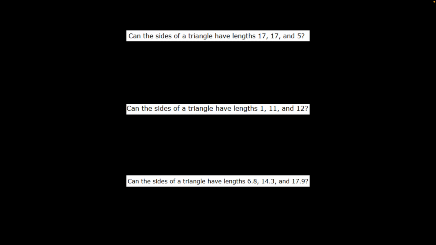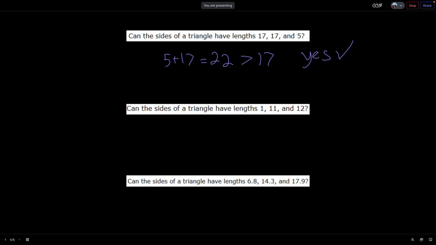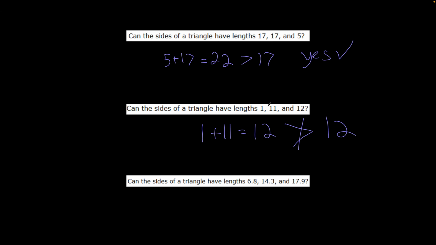Okay, now that you've had time to work these problems, let's check your solutions. For the first problem, 5 and 17 gives me 22. 22 is greater than 17, so yes, this triangle can be created. For the second problem, the 1 and the 11 gives me 12. 12 is not greater than 12, when I put the slash through it, that means not greater than. So this one is a no. And for the last problem, when you add up the two short sides, you get 21.1, which is greater than 17.9. Yes, this triangle can be created.